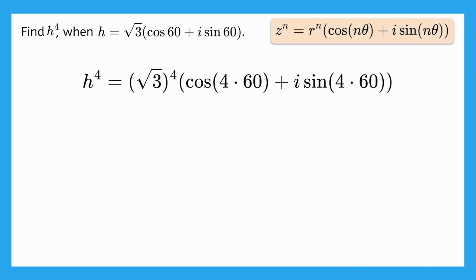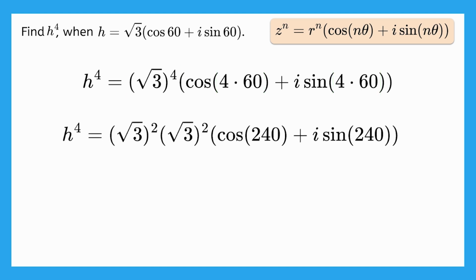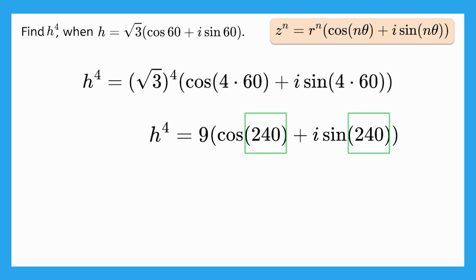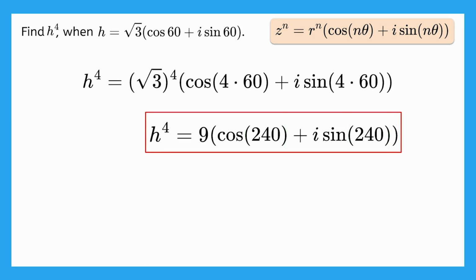To find h to the fourth, I raise the square root of 3 to the fourth power and multiply the angle 60 by 4. You could use a calculator here, but I know that the square root of 3 to the fourth power is the same as the square root of 3 squared times the square root of 3 squared, which equals 9. And 60 times 4 is 240. So h to the fourth power is 9 times cosine 240 plus i sine 240. How'd you do?